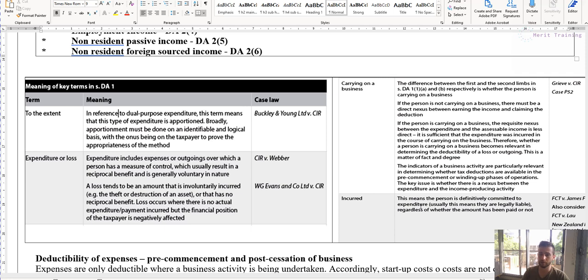Incurred, the definition of that means this person is definitively committed to expenditure. Usually this means they're legally liable regardless of whether the amount has been paid or not. So maybe that's the raising of an invoice and a debt, because once that comes about, you may have a legal obligation to actually pay that debt, and therefore from the other party's perspective, they've incurred it.